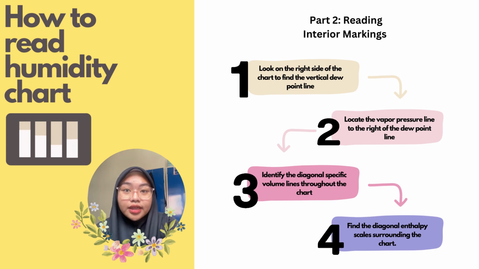Then identify the diagonal specific volume lines throughout the chart. The specific volume of the air tells you the amount of air that discharge was meant to be measured. Normally, within a range of 2 until 3 meter cube per kg or feet cube per pound. After that, find the diagonal enthalpy scale surrounding the chart, which is outside of the saturation curve. Locate the diagonal scales, which represent enthalpy.